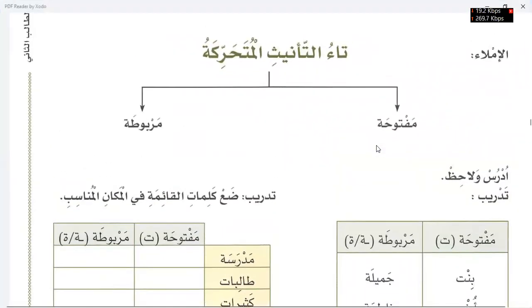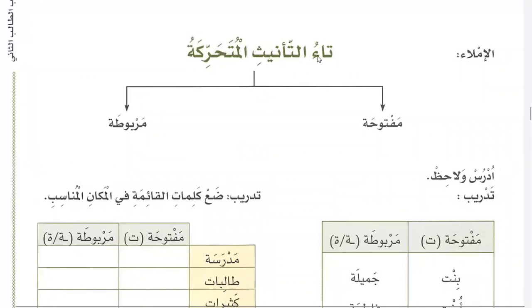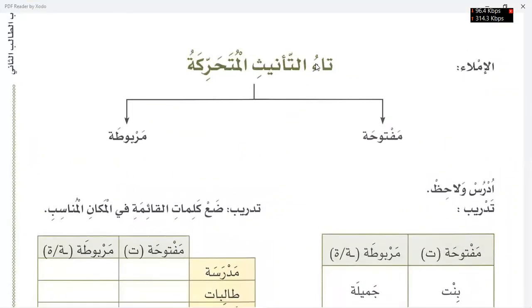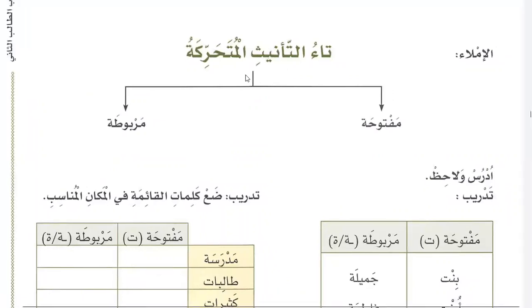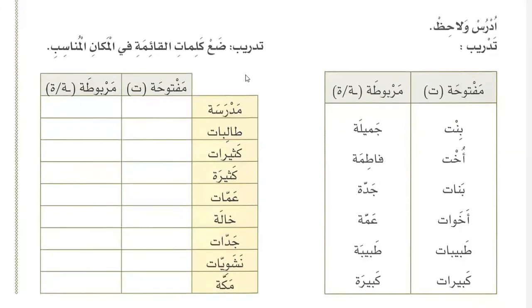Whose turn is it now? Anyone can read this. Shall I read? Okay, read this. Ta'ut ta'nithil mutaharrika, two types: maftuhatun, open, and marbutatun, the closed one. Udrus wa ta'allam. Maftuha: bintun, ukhtun, banatun, akhawatun, tabibatun, kabiratun. Ta marbuta: jamilatun, fatimatu, jaddatun, ammatun, tabibatun, kathiratun.